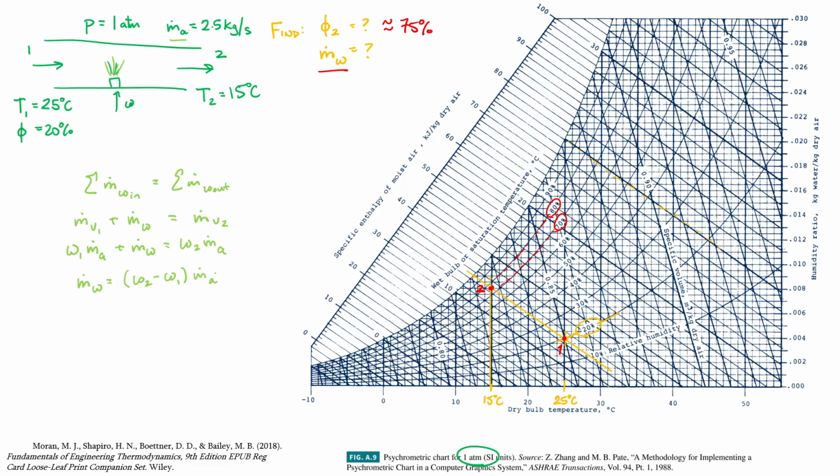of the air. That doesn't make sense. It should be... Nope, no, I had that right. Mass flow rate out minus mass flow rate in is going to be the amount of water that was added to it.